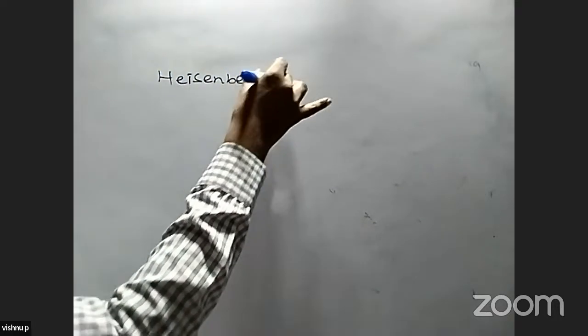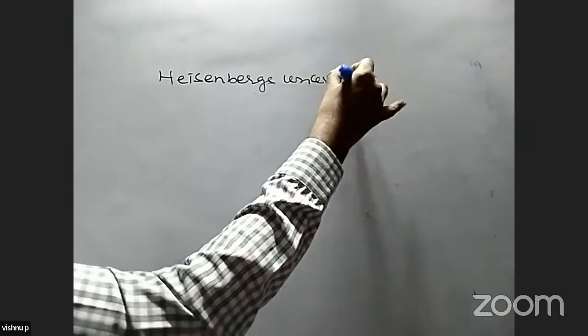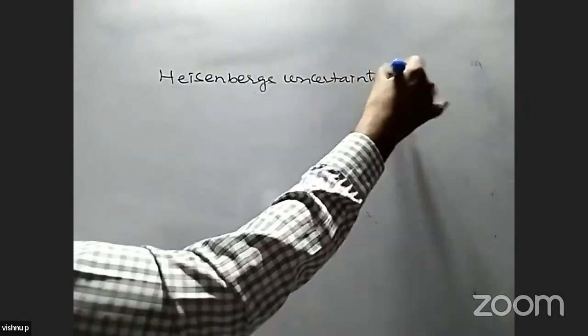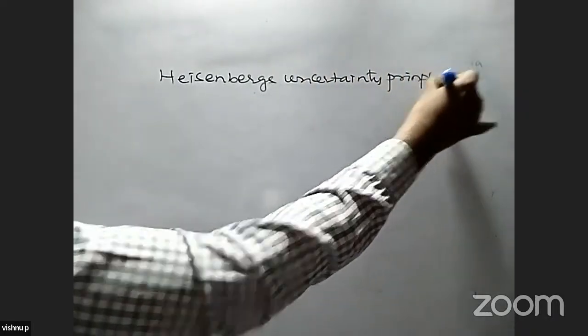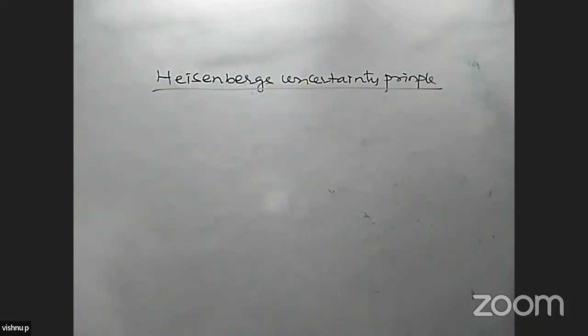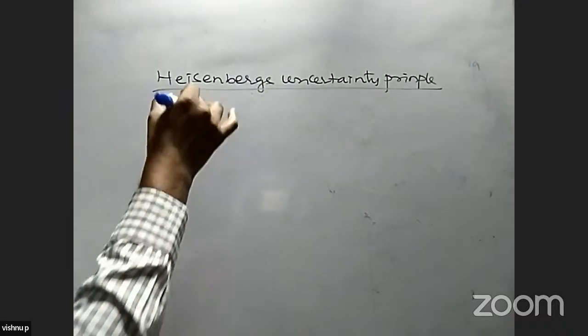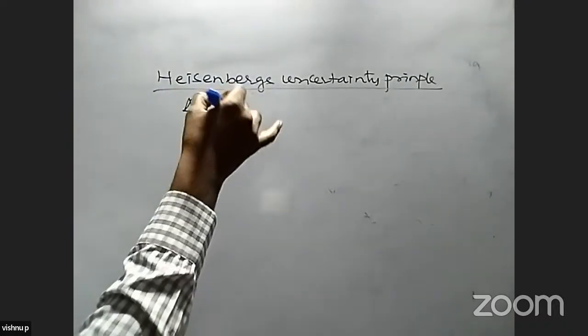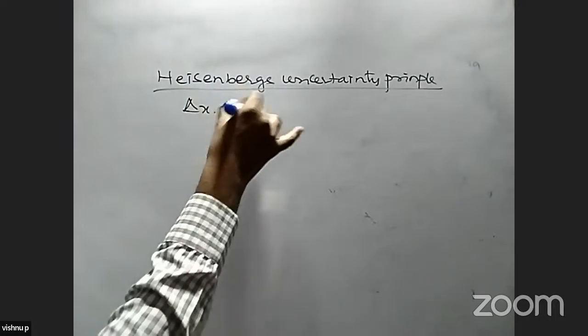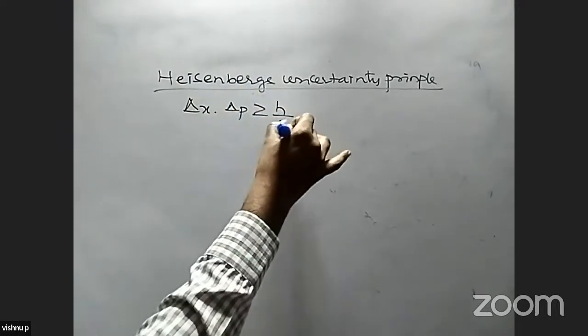After that, the next concept is Heisenberg's uncertainty principle. One more drawback of this Bohr theory. According to Heisenberg's uncertainty principle, what is this? The mathematical derivation: delta x into delta p is greater than or equal to h by 4 pi.